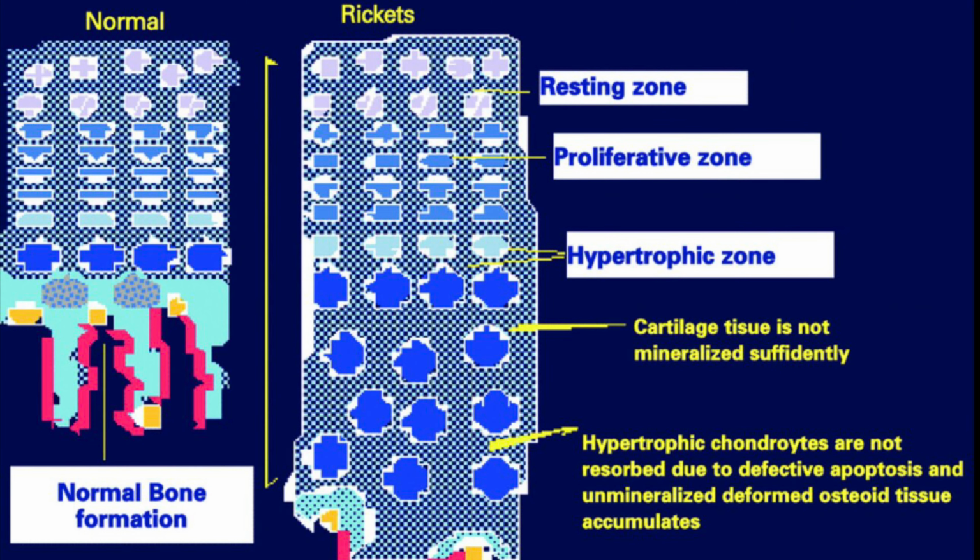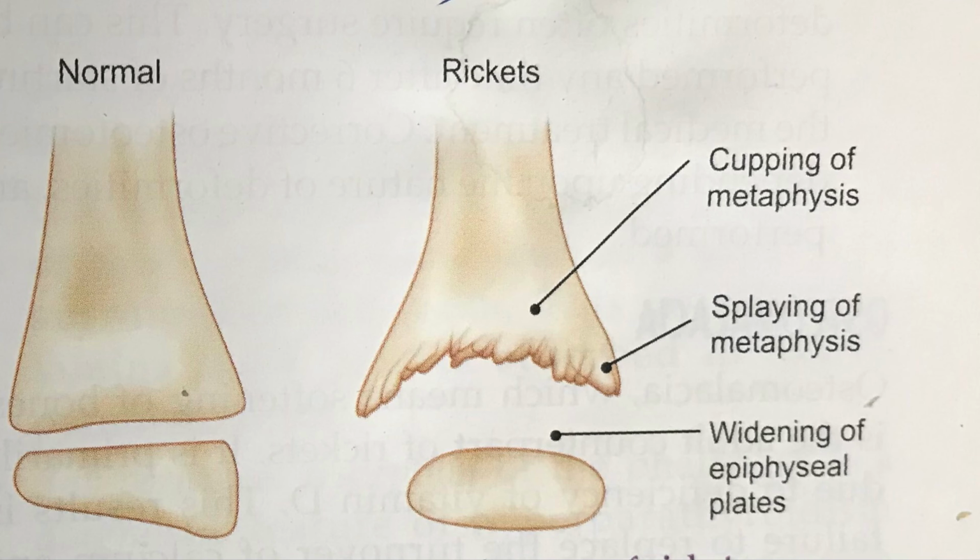Due to vitamin D deficiency, growth is retarded and so is the ossification. There is abundant cartilage but it does not get mineralized and is not converted to bone. The resting zone at the epiphyseal line becomes an irregular, widened band. The hypertrophic chondrocytes are not resorbed due to defective apoptosis and unmineralized deformed osteoid tissue accumulates, causing broadening of the ends of long bones. The cartilage cells accumulating at the growth plate create a depression in the soft metaphyseal end, giving rise to a cup-shaped appearance.